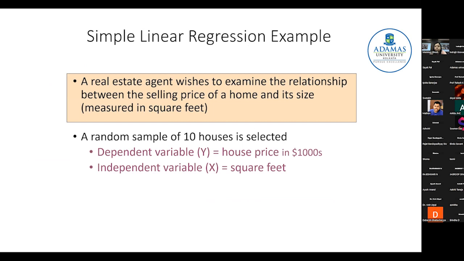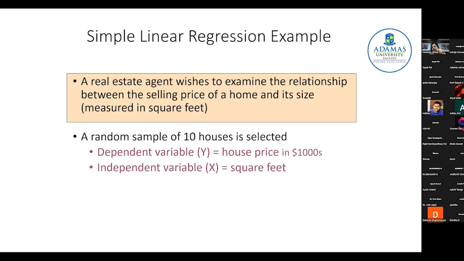So let's take this example for simple regression, where I have one independent variable and one dependent variable. Here a real estate agent wants to examine the relationship between the selling price of a home and its size. We all know that even if we stay in a rented place, the rent differs as per the size of the house. If we are staying in a 1 BHK, the rent is less. If we are staying in a 3 BHK, the rent is high. So the size of the house actually sets the price of the house.